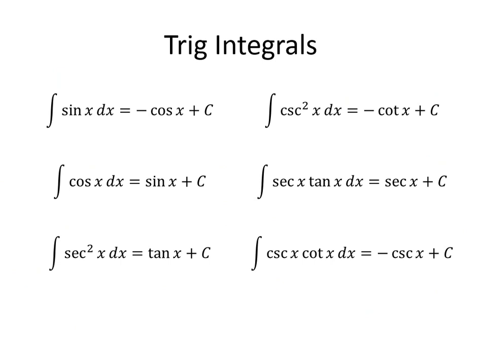All right, here are some of your trig integrals that you're going to have to know. You're going to have to remember these. The integral of sine is negative cosine plus c. The integral of cosine is sine plus c. Secant squared is tangent. As you see, it's just the opposite derivative going backwards. The derivative of tangent is secant squared, so the integral of secant squared is tangent. These are ones that you're going to have to remember and be able to use.